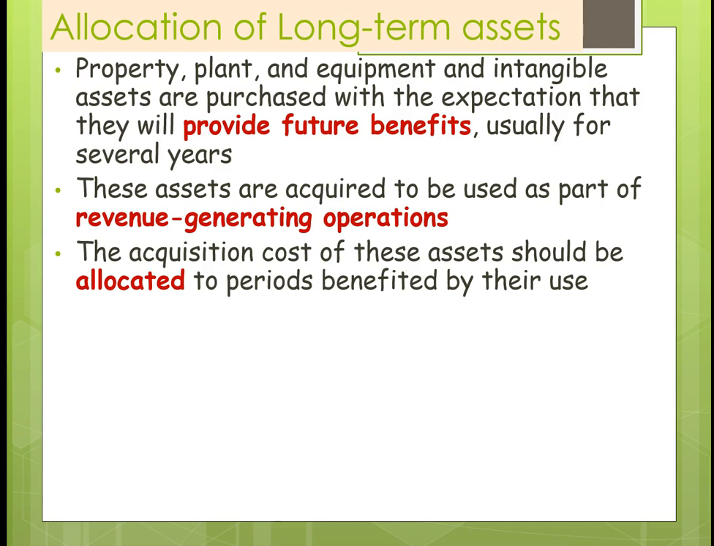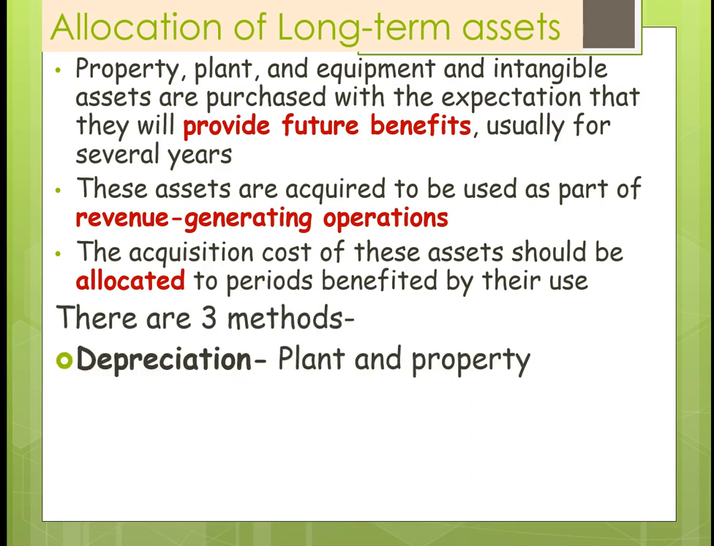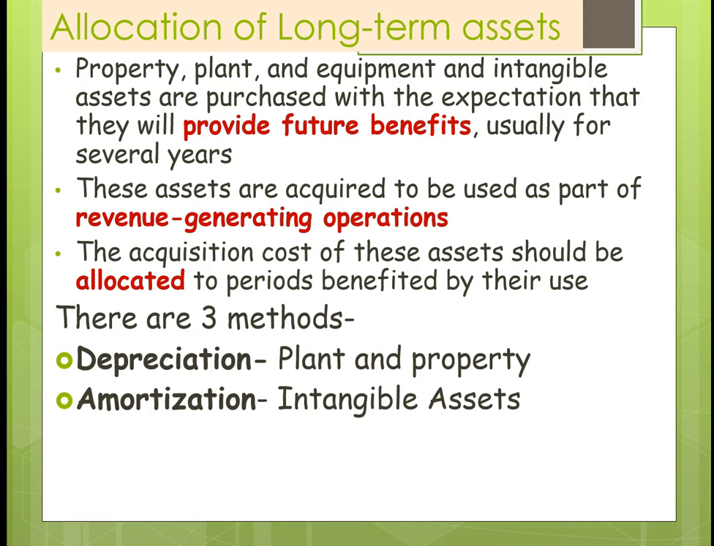We have three methods. Depreciation. This is used for tangible assets, plant and property, and equipment. Amortization is for intangible assets. Usually you do not have a separate account for these, whereas with depreciation you do. You have a contra account called accumulated depreciation. For intangible assets, normally when we write it off, we take it directly against the asset account.